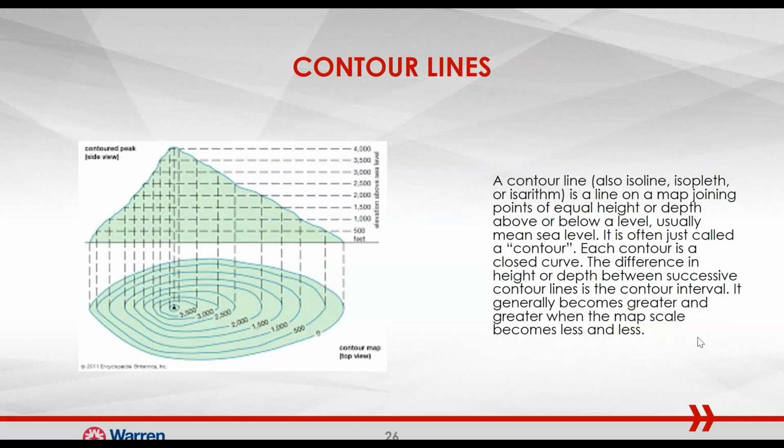Another map that can be made, so you got your DSM, your DEM, your DTM, is you can get a contour map from drones as well. So a contour map, or contour lines, also known as an isoline, is a line on a map joining points of equal height or depth above or below a level, usually mean sea level. That tends to be a standard that we use. It is often just called the contour. Each contour is a closed curve. The difference in height and depth between successive contour lines is the contour interval. It generally becomes greater and greater when the map scale becomes less and less.